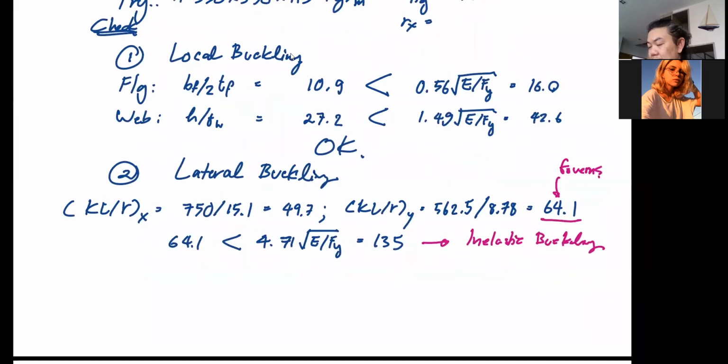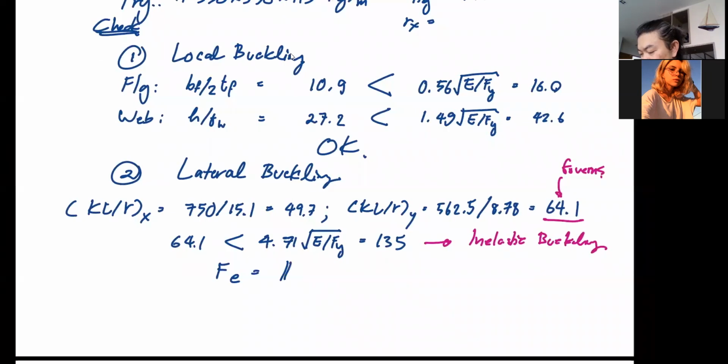Okay, now I'm running out of space. Now we know that we are going to have inelastic buckling, but before anything else, we need to calculate the elastic buckling stress first, which is pi square E over (KL over R) square. Don't forget the square, some do. And this will give you 4,900 kilogram per square centimeter. Remember, this is the elastic buckling stress, not the critical buckling stress. So it can be way beyond the Fy, right?